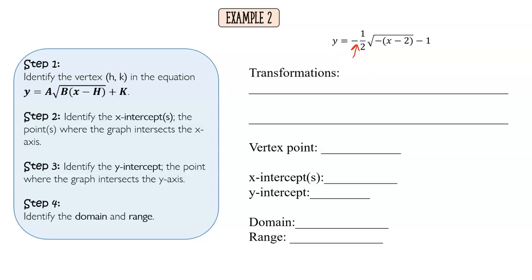So, real quick, it does reflect it over the x. The very first negative reflects it over the x, and then you were right, 1/2 is less than 1, so it's a vertical compression. Thank you so much. So it's reflect across the x, vertical compression, and then what about this negative right here? What does that do?